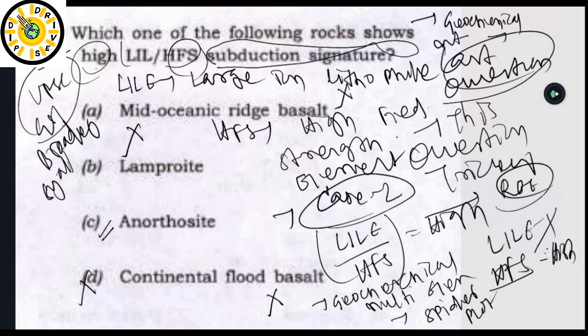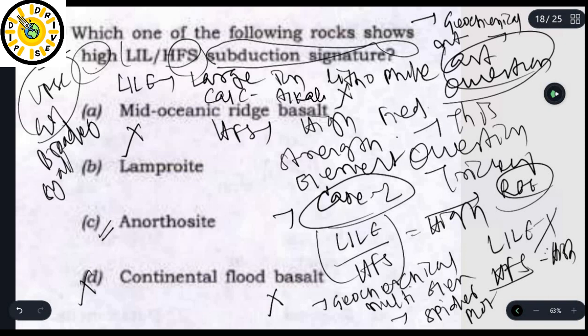And also I have already told you that in the subduction signature, if you go to the alkali series, the igneous series, I told you about calc-alkaline magma. See, let me add some more points.